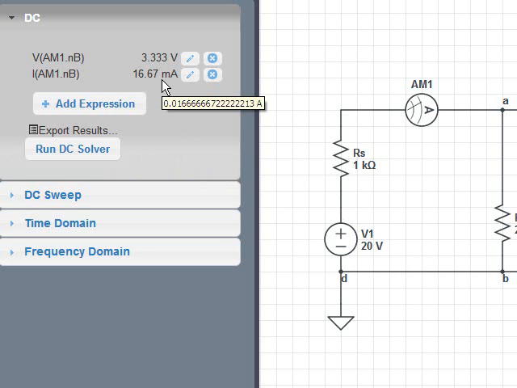Then I would take those two numbers and divide them out, P out over P in. P out is the load power, so I would take the PL number divided by the input number and calculate the efficiency.